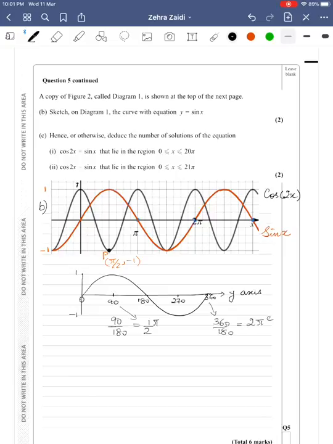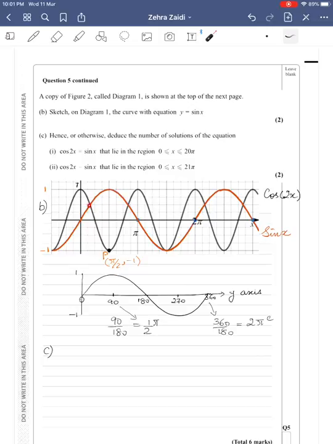Alright. Moving on with part C of the question. So part C says, hence or otherwise deduce the number of solutions of the equation cos 2x is equal to sin x that lie in the region from x is greater than or equal to 0 and less than or equal to 20 pi. So we need to find the number of solutions between the two curves. Now let us see what is meant by solution. So solution is the point of intersection between the two curves.